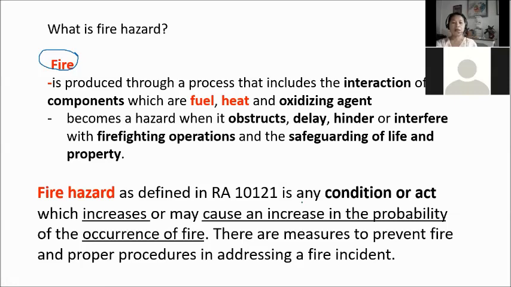Okay, so as defined by RA 10121, fire hazard is any condition or act which increases or may cause an increase in probability of the occurrence of fire. So there are measures to prevent fire and proper procedures in addressing a fire incident. That's why we have this Bureau of Fire, no? Sila yung in charge ng fire hazards. And alam natin March is Fire Prevention Month.